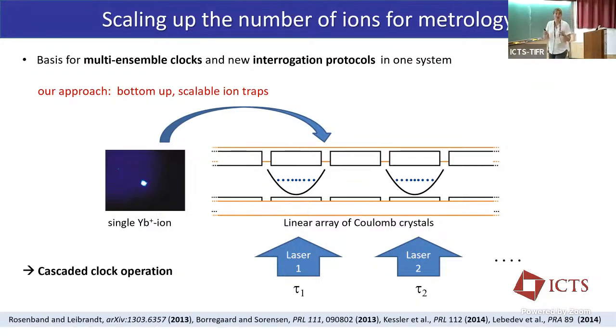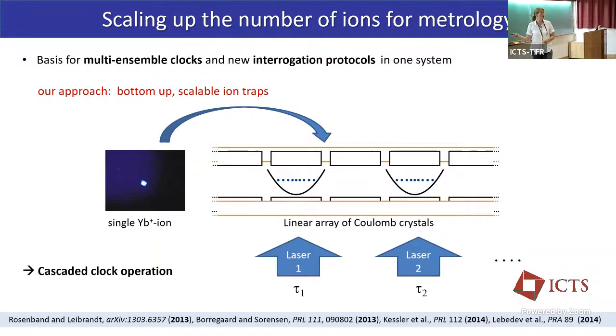In our ion traps that are scalable, you can have not only many ions in an ion trap, but you can also have a linear or two-dimensional array of ions. You have many clocks inside one experiment. You have many ensembles, many clocks in one trap. And that's lovely because like this, I can also scale it up to thousands of ions. And I can do something which I call a cascaded clock. And of course, others also call it that.